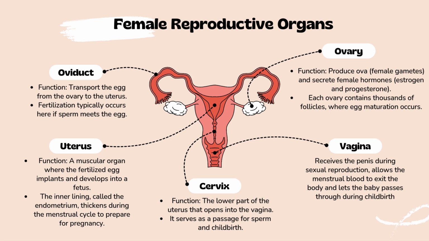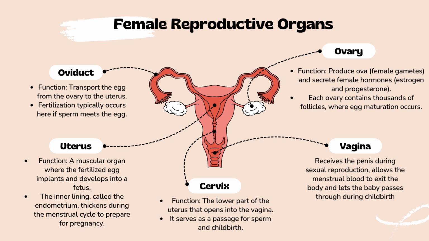Each ovary contains thousands of follicles, where egg maturation occurs. Fallopian tubes, oviducts, function, transport the egg from the ovary to the uterus. Fertilization typically occurs here if sperm meets the egg. Uterus, womb, function, a muscular organ where the fertilized egg implants and develops into a fetus. The inner lining, called the endometrium, thickens during the menstrual cycle to prepare for pregnancy.